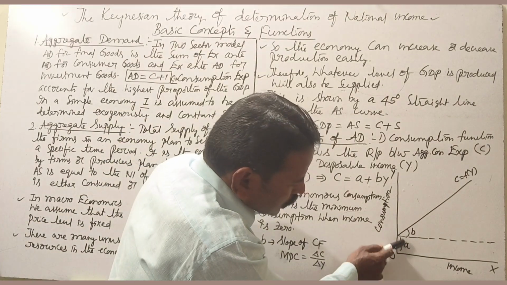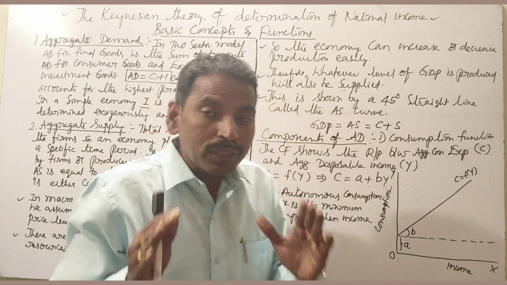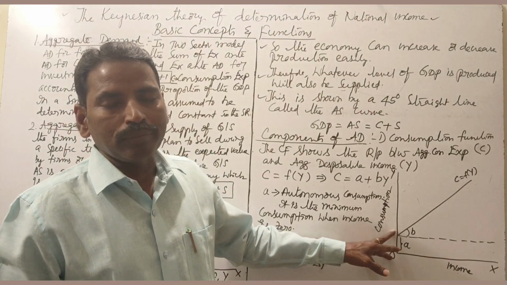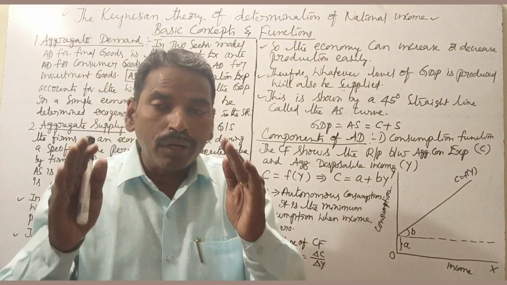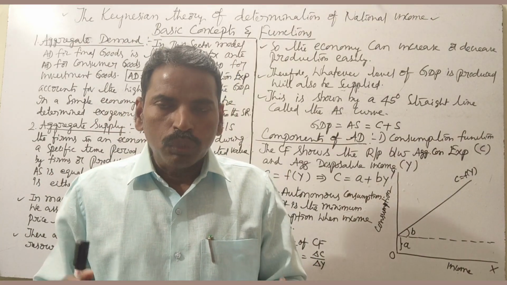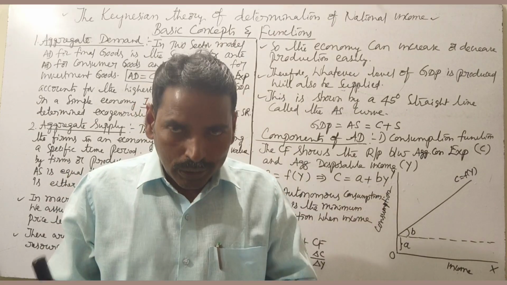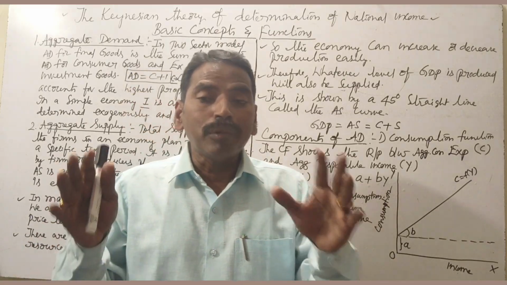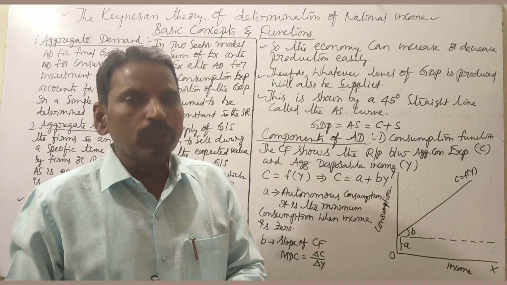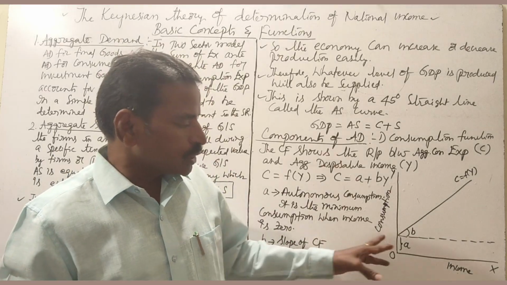If you observe this gap A, this is called autonomous consumption. If your income is zero but there is still consumption, this A is called autonomous consumption. To maintain the level of living, we have to incur some amount to satisfy basic needs. We have to consume even though there is no income. That is called autonomous consumption.